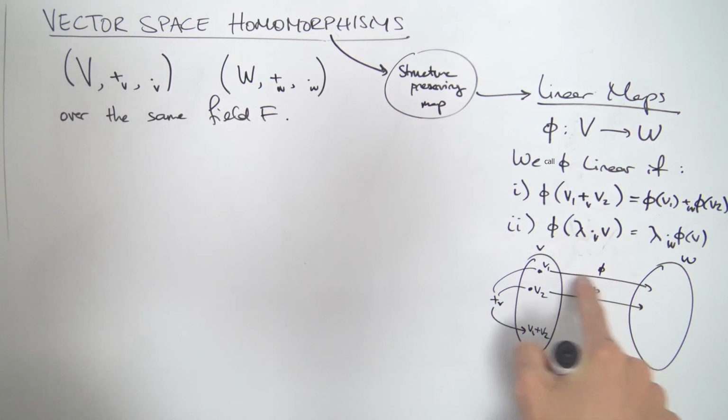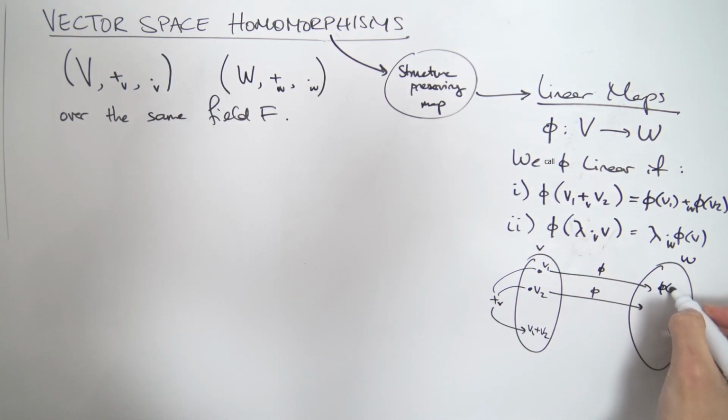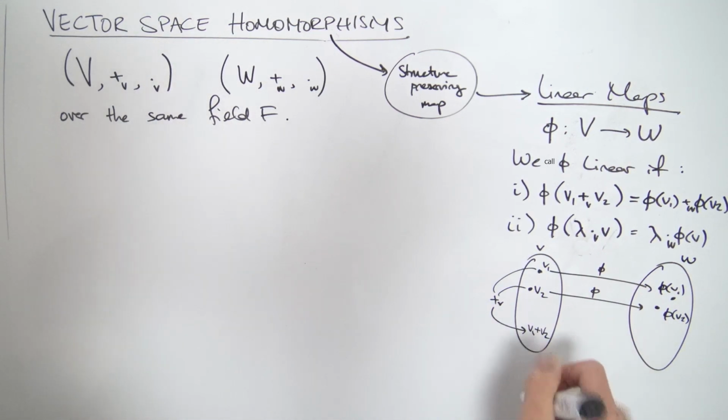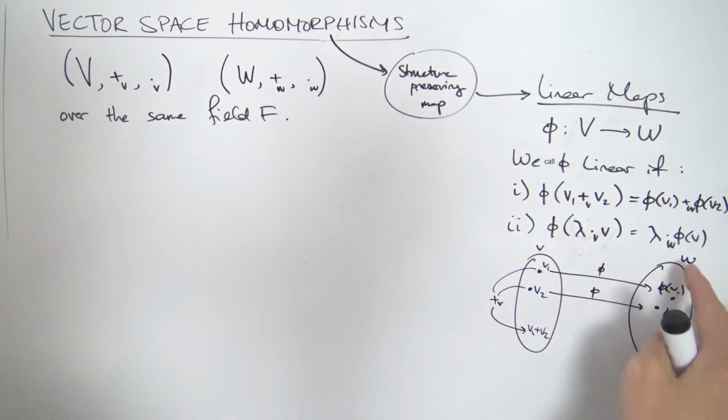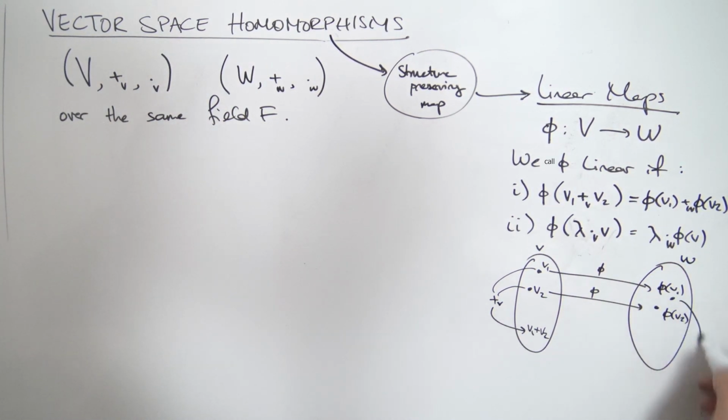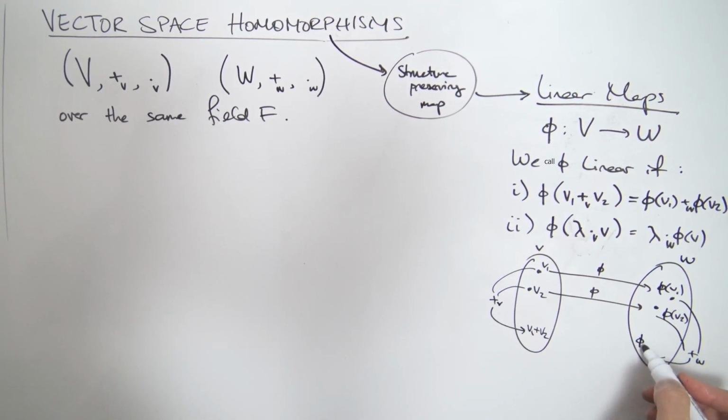But what happens to phi of V1? Well, that's just phi of V1. Let's say that's some point over here, and then say we have another point over here, which is phi of V2. So if we add in V, we get this new element V1 plus V2. Let's say we add these two in W now, so we grab these two elements, add them together in W, and then we get the element phi of V1 plus phi of V2.